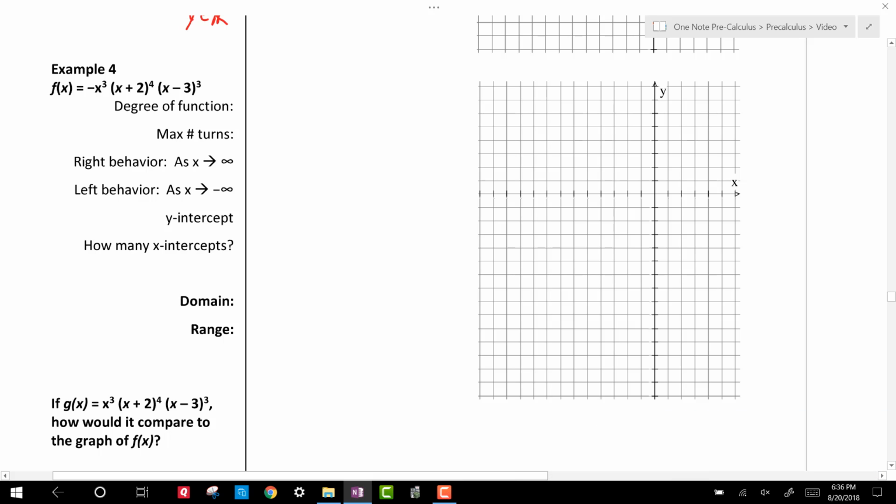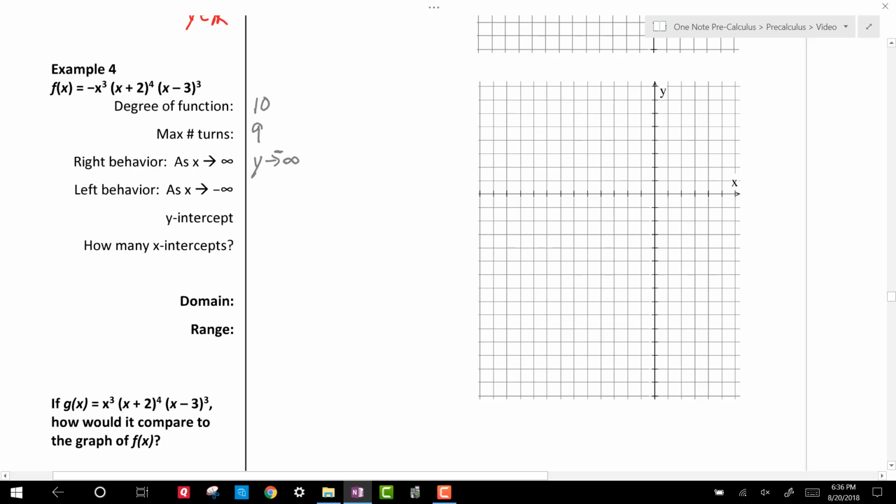All right, so the degree of this function is degree 10 because I have 3 x's with x minus 3, 4 x's with x plus 2, and 3 x's with a negative x out front. So degree 10, up to 9 terms. The right side, as x goes to positive infinity, y goes to negative infinity. Oops, forgot the negative there.